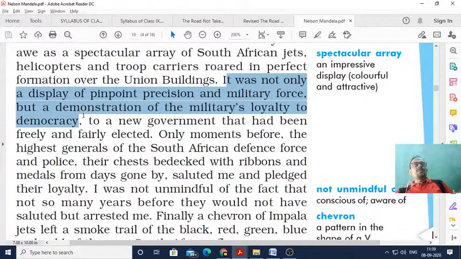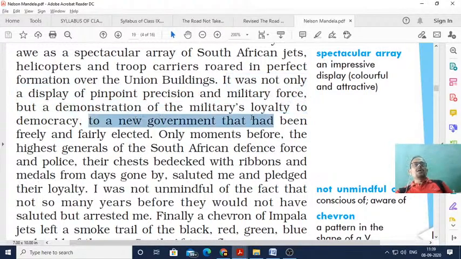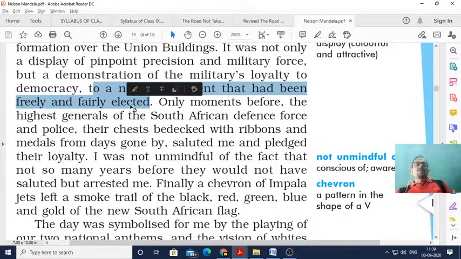Understood? So this is what has been mentioned here. To a new government that had been freely and fairly elected. And in the election, the people of South Africa have selected the black government. So he said the election was free and fair.